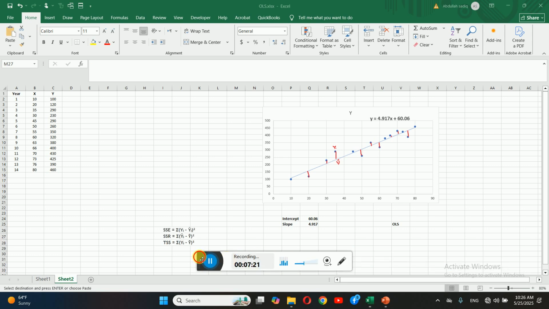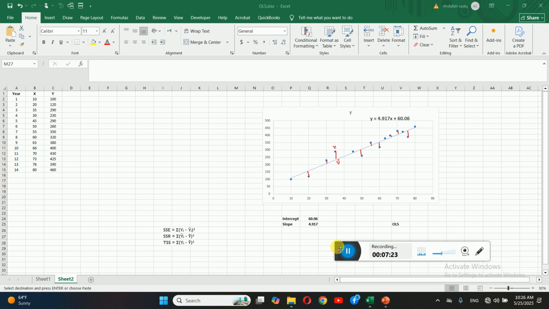Dear students, if you remember, I have already explained in another example the sum of square error, the sum of square regression, and the total sum of square. Now I'm showing you the sum of square error. If you take these values, this is actually the distance. We have error, and if you take all these errors, square them and sum them, this is the sum of square error. The function is the summation of y minus y hat raised to power 2, and this is how you can compute it in Excel.